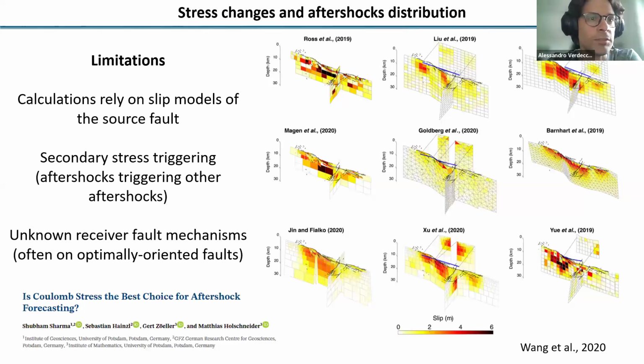If you want to know more about this topic, I suggest you read this paper from Sharma et al., which already in the title says a lot. Is Coulomb stress the best choice for aftershock forecasting? A lot of information about that there.